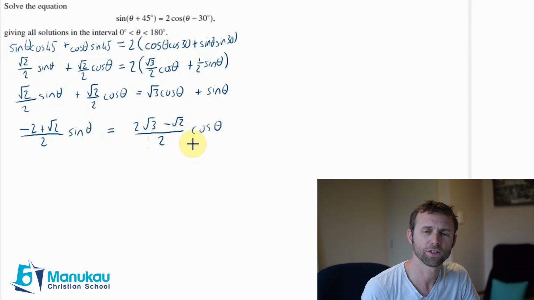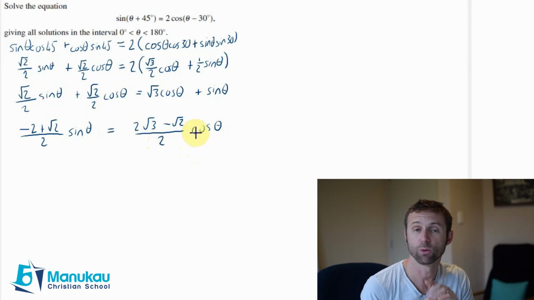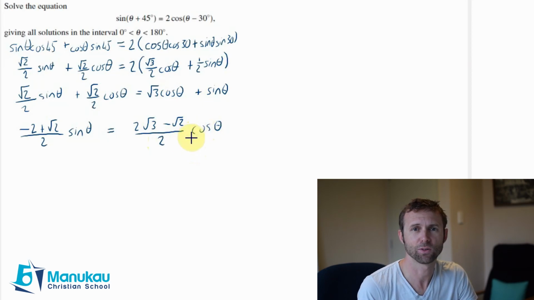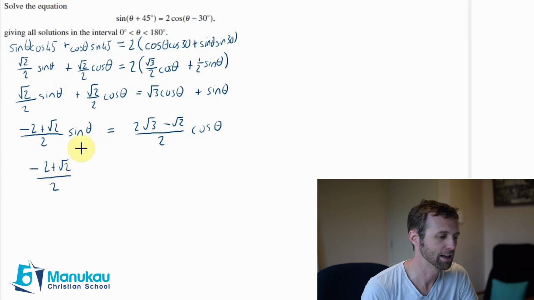Now, we're trying to solve this equation between 0 and 180. Remember, when you're trying to solve trigonometric equations, you often want to get it into either sine, cosine, or tangent, rather than having mixed ones. And I can see here I'm going to use my pure maths 1 identity and get a tan. So my next move is to divide both sides by cosine theta. And that'll get me sine theta over cosine theta, which is tan theta, equal to 2 square root 3 minus square root 2 all over 2.